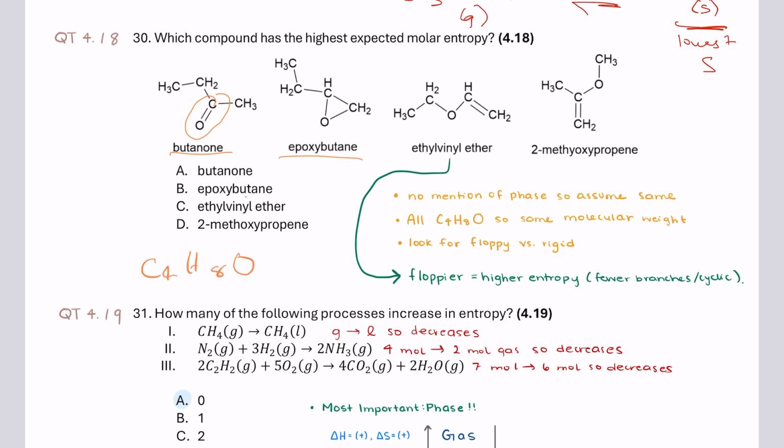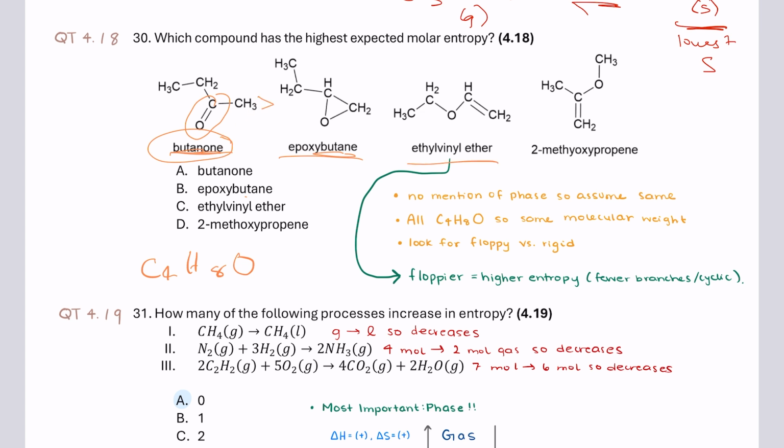Then our next molecule is epoxybutane. What we notice here is that the molecule contains a three-membered ring, and ring structures are very rigid. The ring is going to restrict both bond angles and torsional motion, so that's going to reduce entropy significantly. In fact, between the two, butanoate is going to have higher molar entropy.